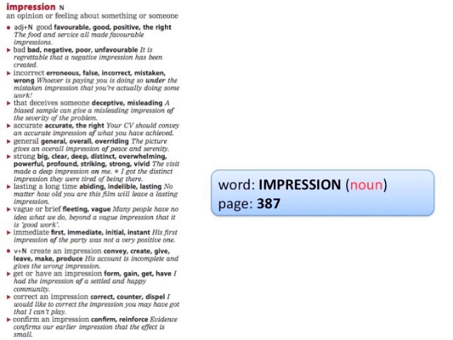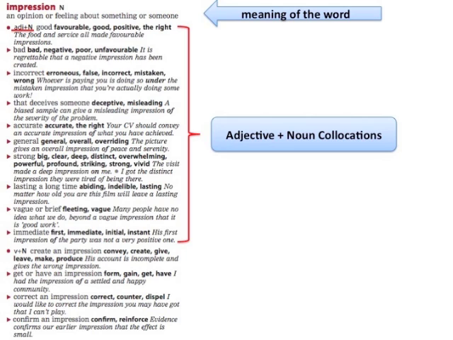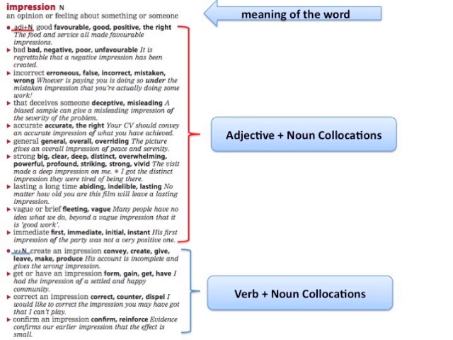Let's choose an entry for the word impression. This word means an opinion or feeling about something or someone. Collocations for the word impression are provided on page 387 in the dictionary. This word is a noun. You can find its part of speech right next to the word impression. You can also read the meaning. It has information about adjective plus noun collocations. In addition, it has verb plus noun collocations. We'll look at all the elements this dictionary offers. So let's start our investigation.